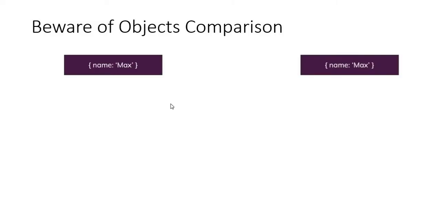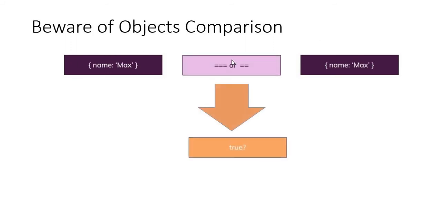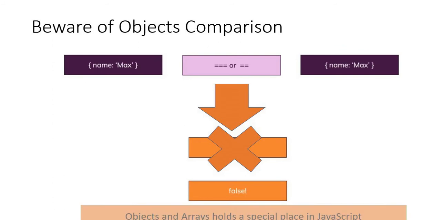In this video, we will discuss beware of objects comparison. For example, we have a name Max and there is another name Max, in which the value is true. When I compare them with equals, it would return true. But if we are going to compare them as objects, then it will be false. Objects and arrays hold a special place in JavaScript.